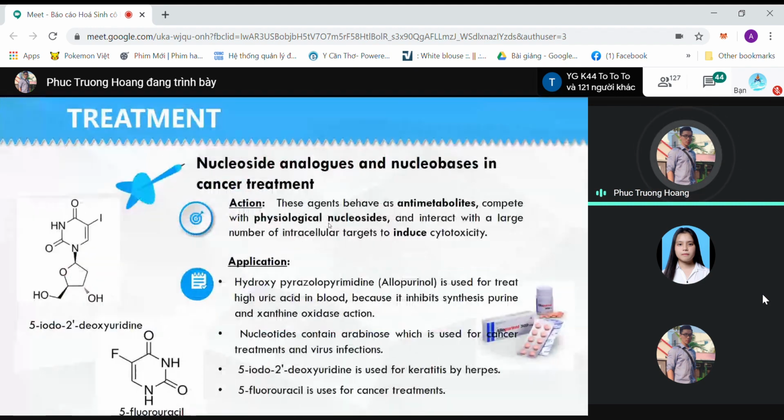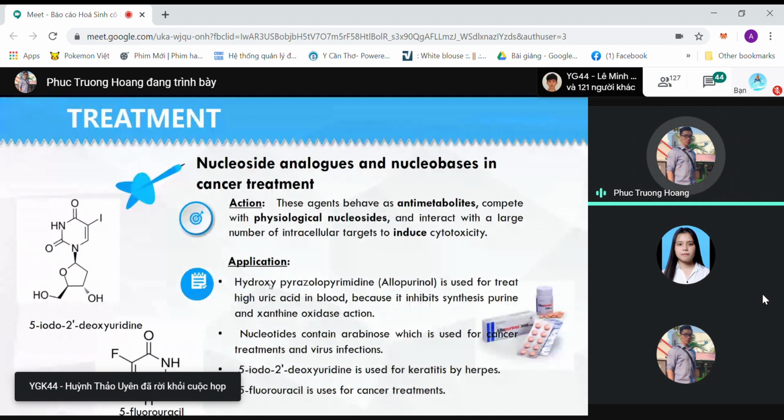Next, we will use this to treat cancer. How do they work? These agents behave as anti-metabolites, compete with physiological nucleosides, and interact with a large number of intracellular targets to induce cytotoxicity. We have some examples here.